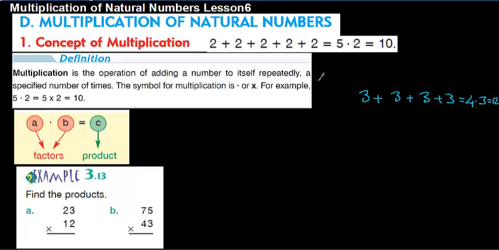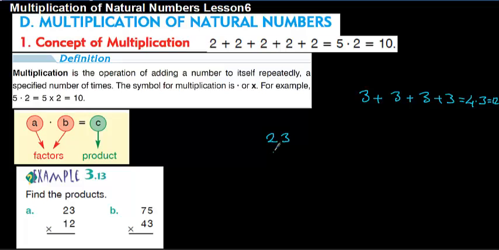And multiplication is a short way of addition, we can say. And each term, you know from the definitions, is called a factor, and the result is called the product. And how to multiply the numbers.